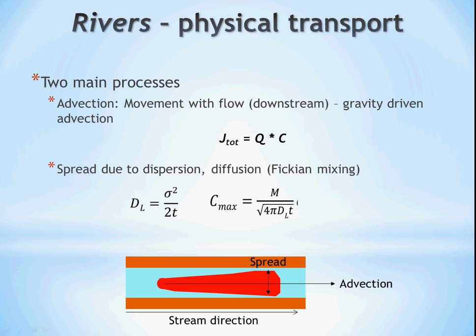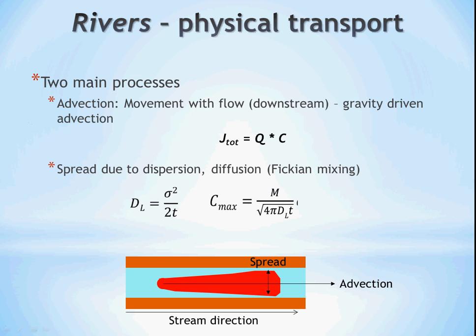Okay, so this kind of sums up where we are at this point. I know it's a lot of equations. We've got the advection equation, and then we've got spread due to dispersion. So we've got DL, the mixing coefficient, and then we've got Cmax. And we can use both of these things together to figure out what the maximum concentration is, and then where 95% of the pollution in the river is. And that is that for now.